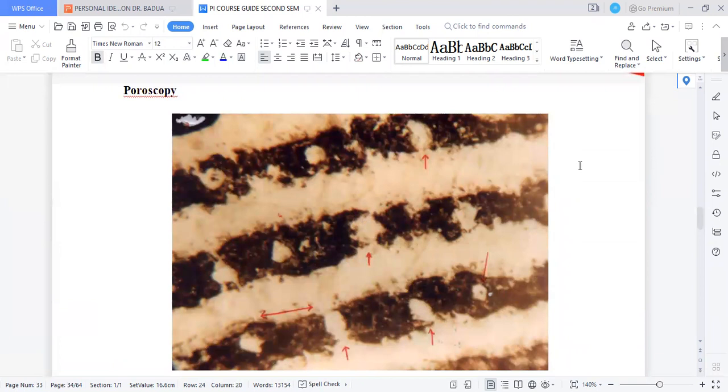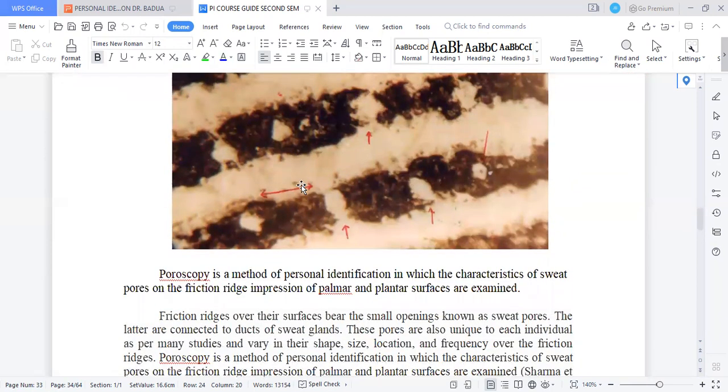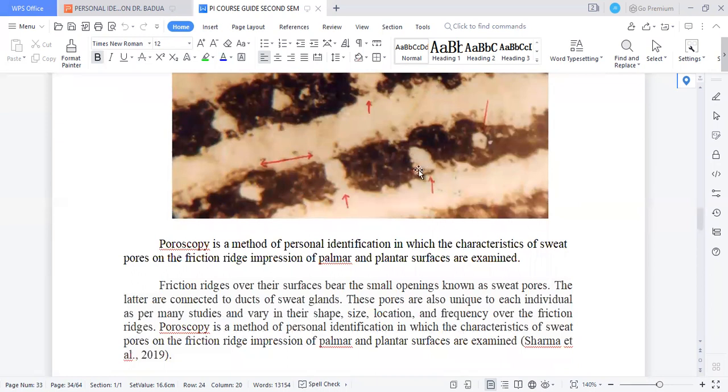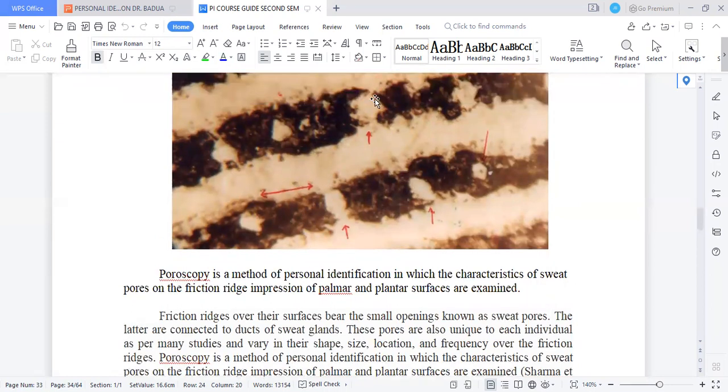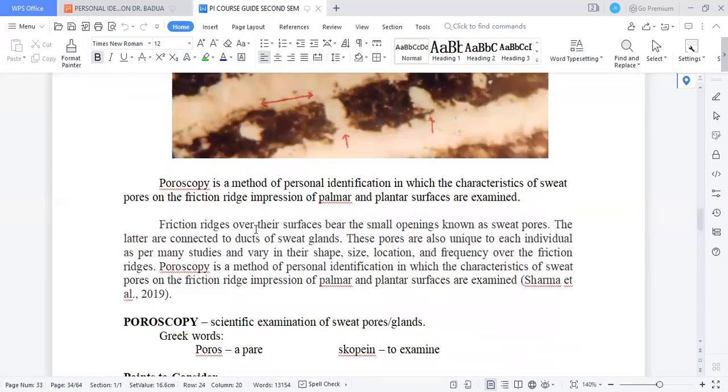So along with poroscopy, we give emphasis on the presence of sweat pores, of which it can also help us in establishing the identity of a person. So poroscopy, the scientific examination of the pores. And the pores are the holes or tiny openings on our skin, which is the area where the sweat comes out. That is poroscopy. So you could see in here the different pores that are present on the skin.